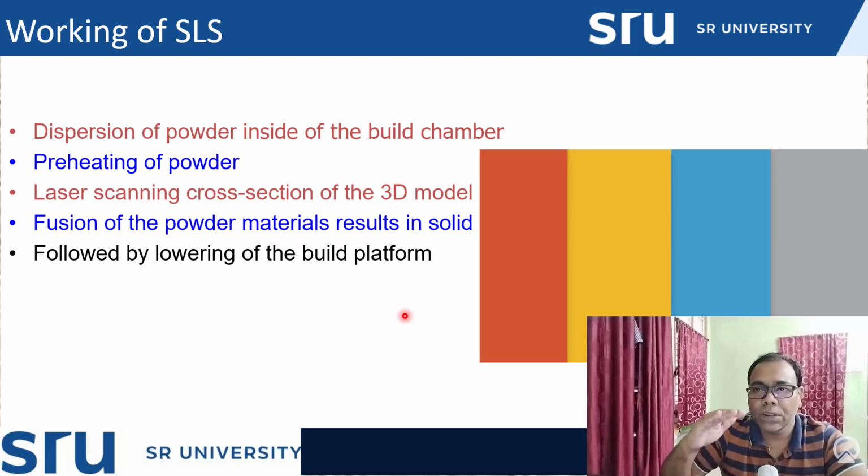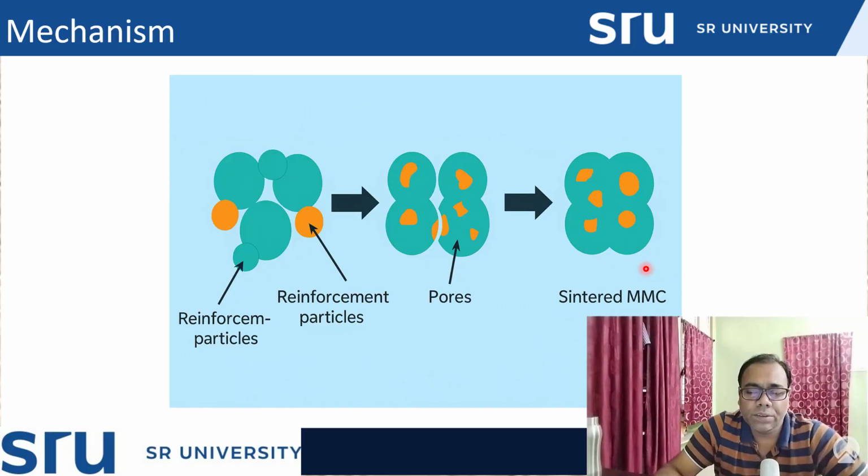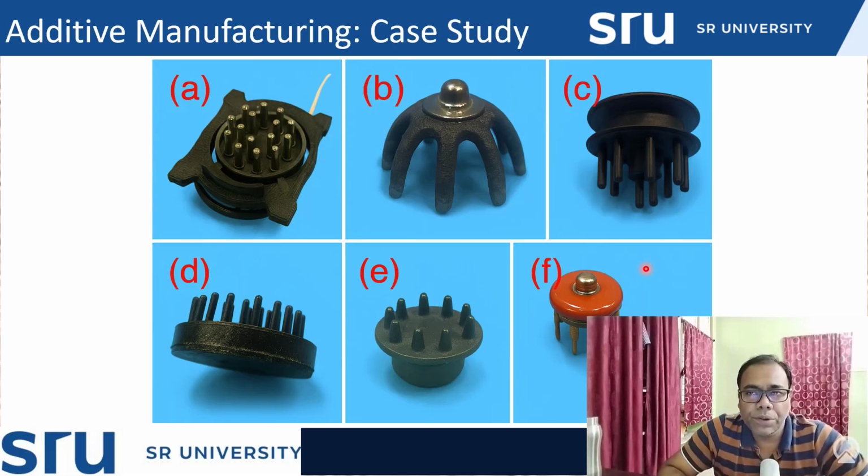So a new layer of powder will be spread on the already built layers, and this process will be repeated until the last layer is printed. This is all about how the energy will be used and how printing will take place.